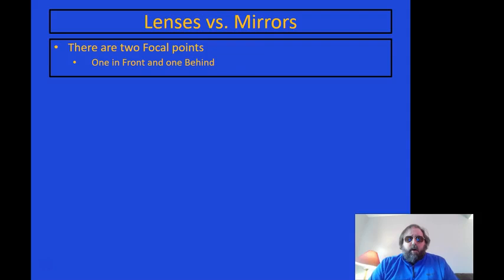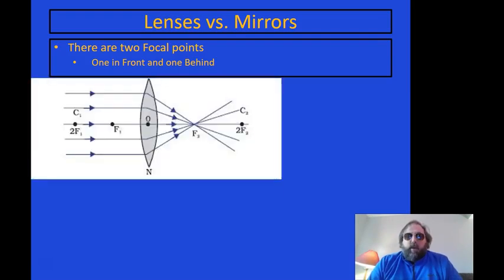All right, so first off, as was mentioned in the earlier video this week, the big difference between lenses and mirrors, well, a couple differences, is one, lenses work via refraction while mirrors work with reflection. And also, for lenses, there are two focal points, whereas for mirrors, there is one. That's because light can go either way through a lens, but it can only go one way through a mirror.